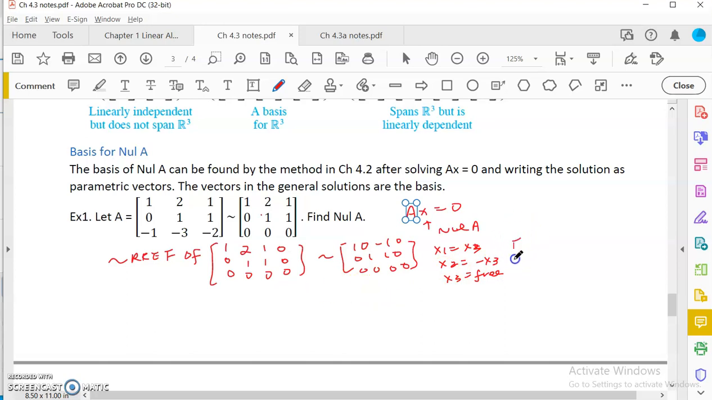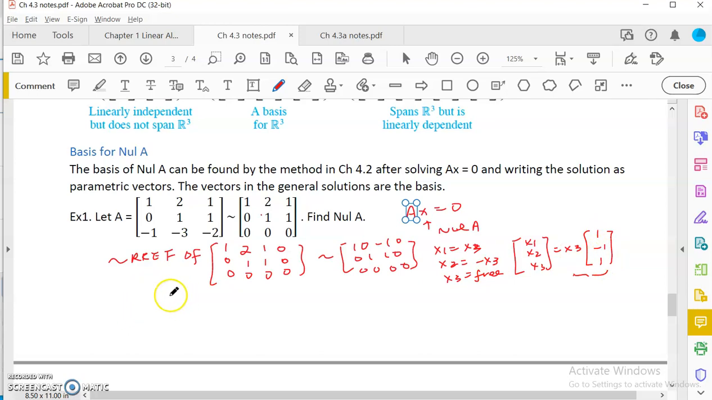So in parametric form, x1, x2, x3 would equal x3 times the vector 1, negative 1, 1. So x1 and x3 are the same. All the vectors that map to 0 would have this form. That means you pick whatever x3 you have and multiply it by 1, negative 1, 1. That would be the vector.